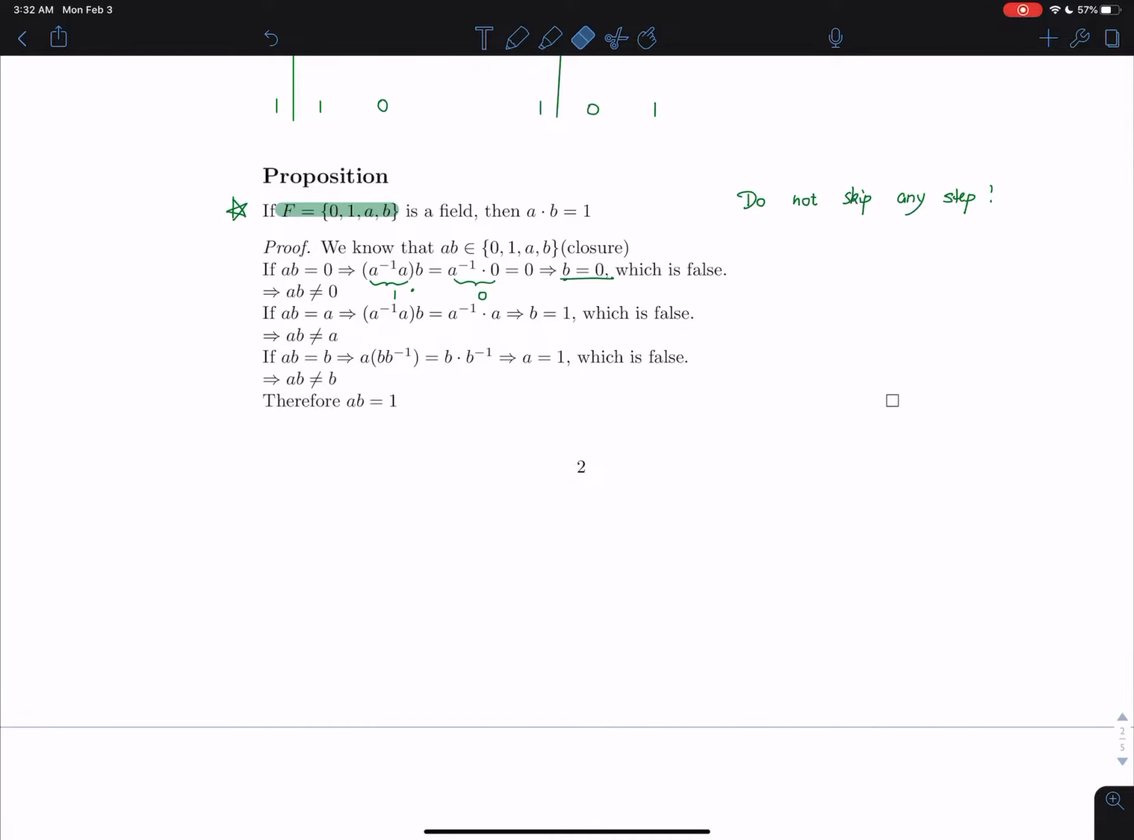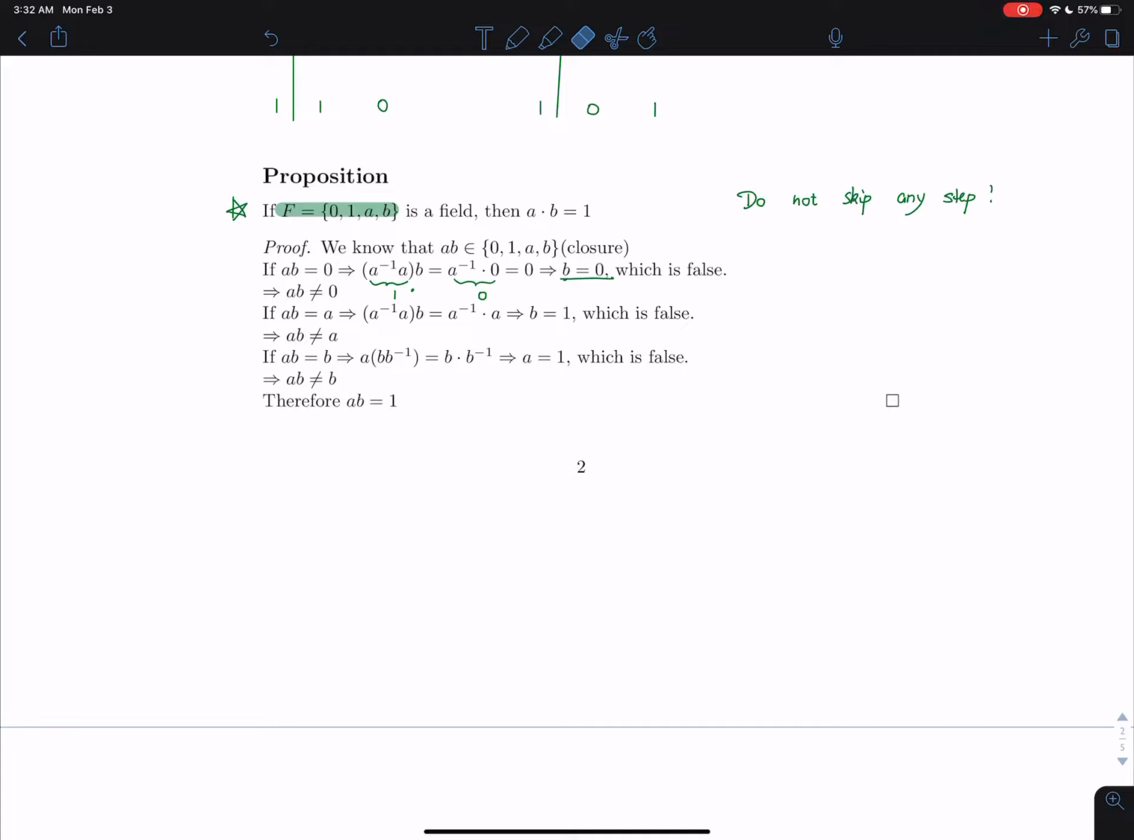So let's suppose a times b equals a. Again, you do the same thing. You multiply the reciprocal of a on both sides, and eventually you should get b equals 1, which is impossible again. So a times b cannot be a as well. The third one is if we suppose a times b equals b. This time you multiply the reciprocal of b on both sides, and you should get a equals 1. Again, this is not possible. So a times b cannot be b.